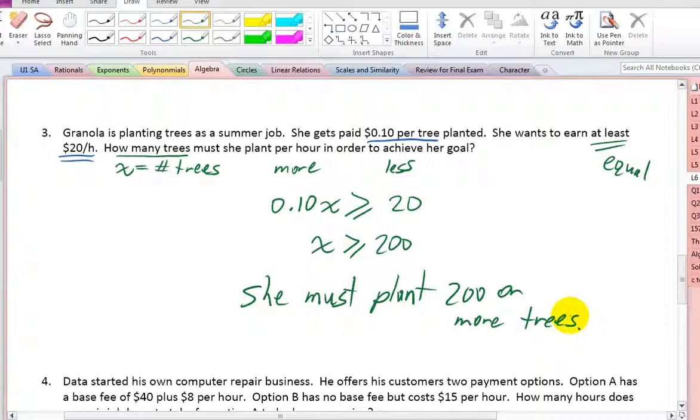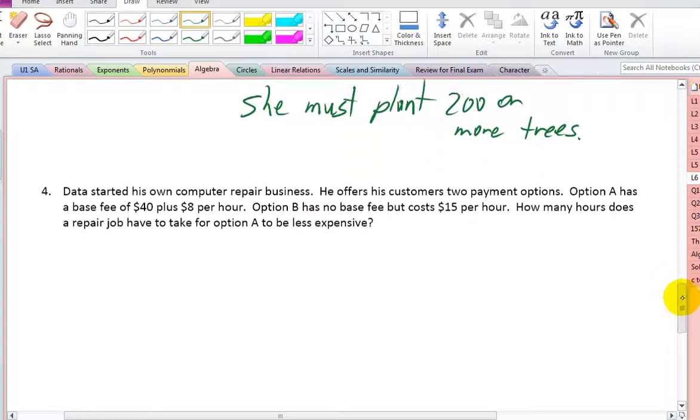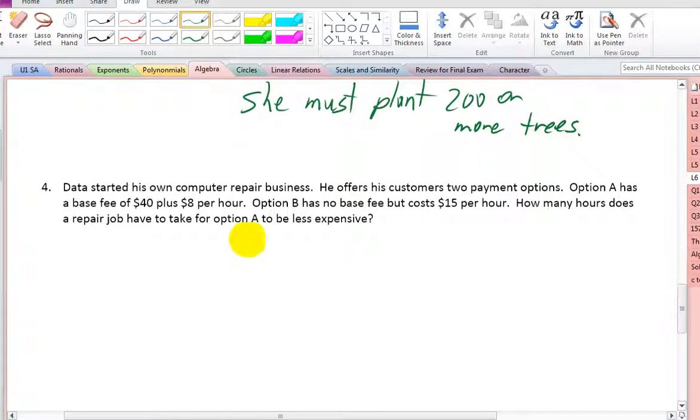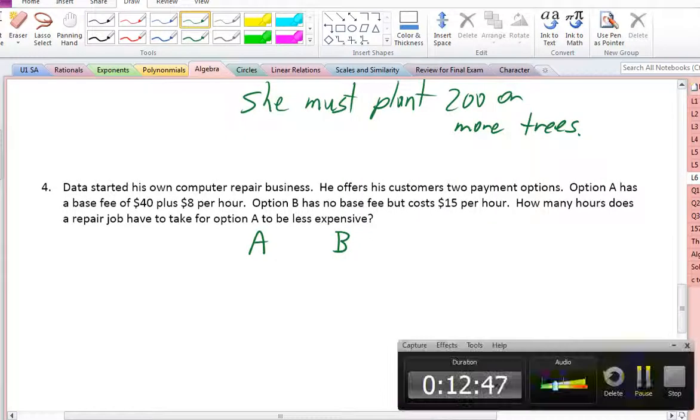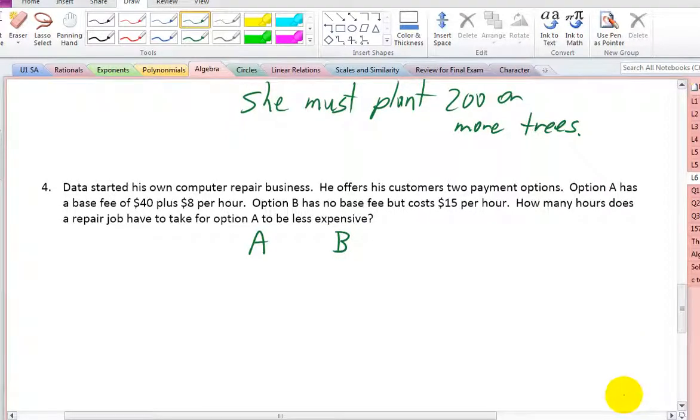All right, next one. Go. Let's put option A here, option B there. Okay, go for it. Underline the important stuff. Decide what X should be. Okay. So first of all, X equals the number of hours. You should have that underlined. If A is less expensive, that means B is more. The sign will want to be B.